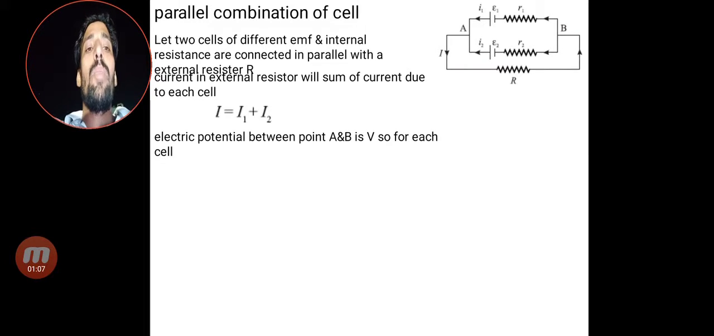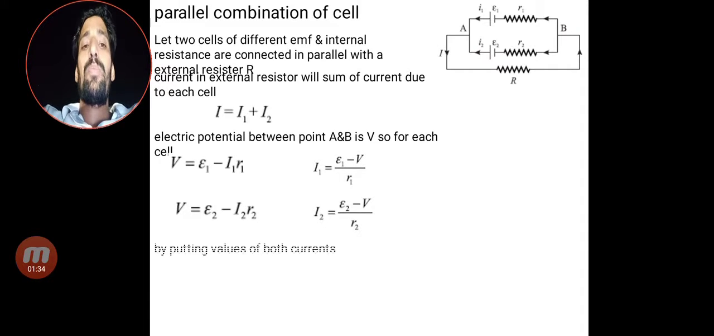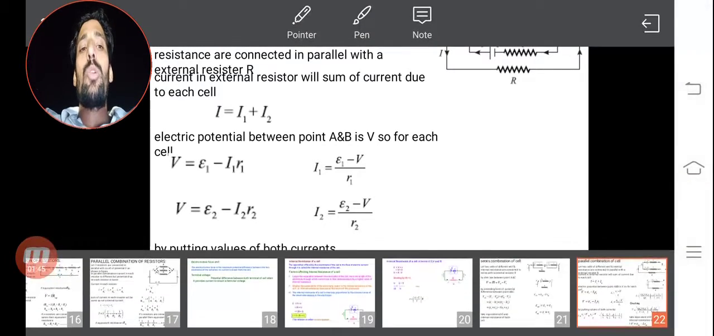The electric potential between points A and B is V, which is the terminal voltage of both cells. V equals E1 minus I1 R1, so current I1 equals (E1 minus V) upon R1. For the second cell, V equals E2 minus I2 R2, or I2 equals (E2 minus V) upon R2. By putting the values of both currents in the first equation, I equals (E1 minus V) upon R1 plus (E2 minus V) upon R2.